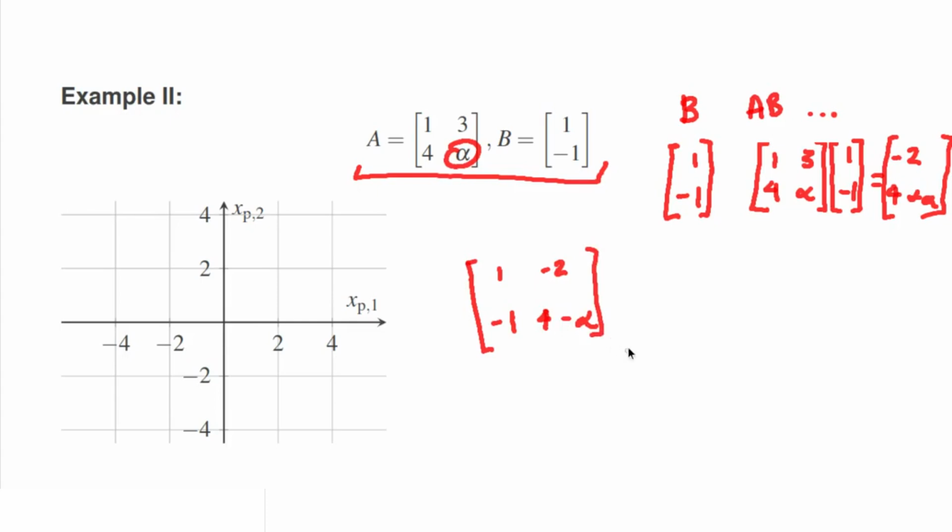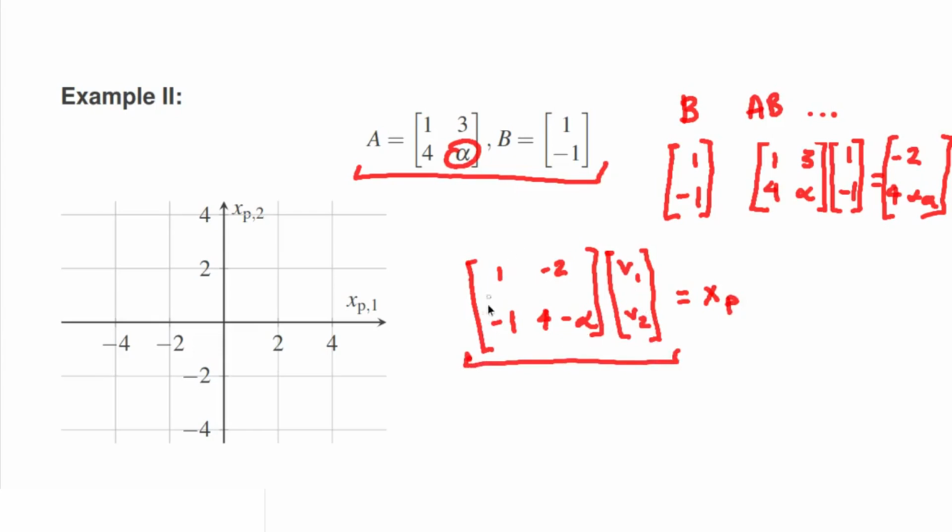Now, this system will be controllable if we can solve the equation Mv equals xp for every single point xp in the state space. And just like in the previous example, let's work out if we can do this by rewriting this matrix product as the sum of two vectors.